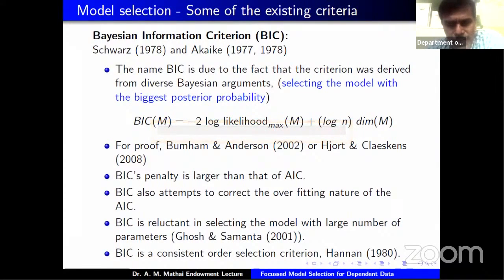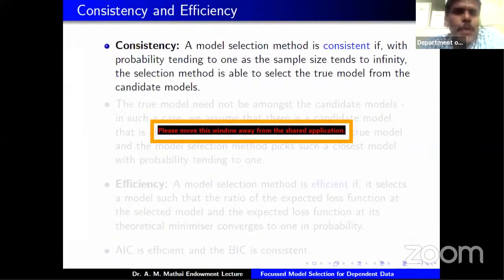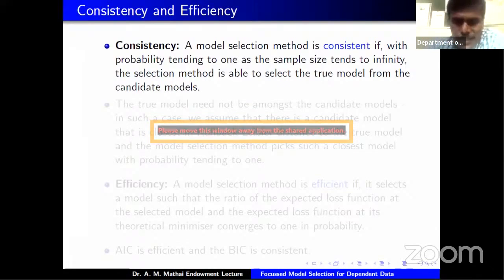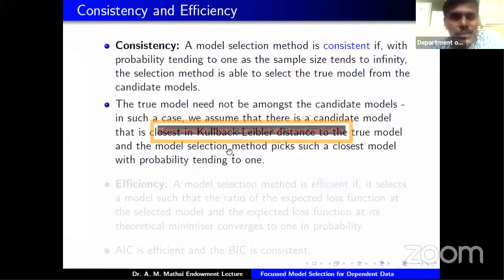Now, the question here is, there are proofs or theorems which say that BIC is a consistent order selection criterion. What does this consistency mean? A model selection method is consistent if, with probability tending to 1 as the sample size tends to infinity, the selection method is able to select the true model from the candidate models. This doesn't mean that you have to have the true model in the candidate collection, because this is a limiting property, so it can also be outside; the true model need not be amongst the candidate models.